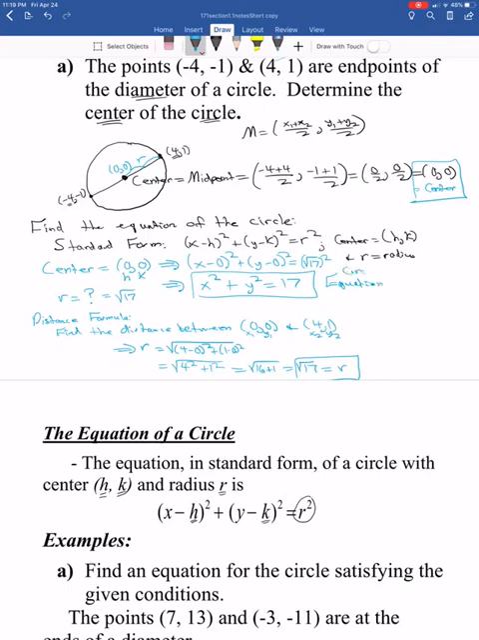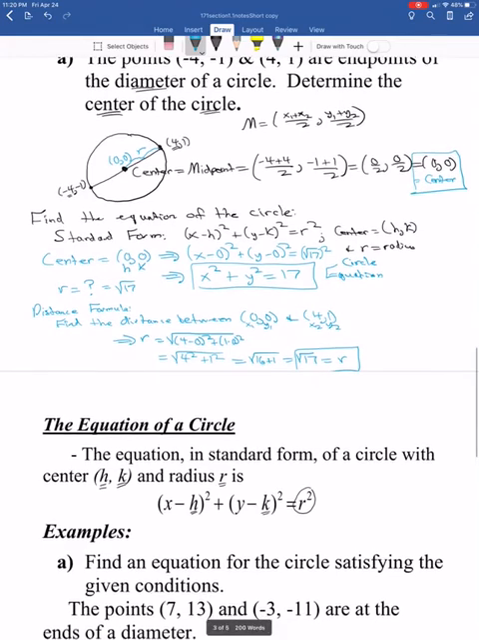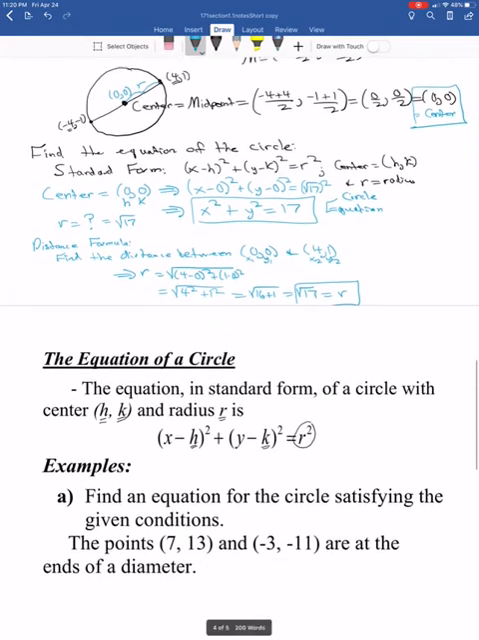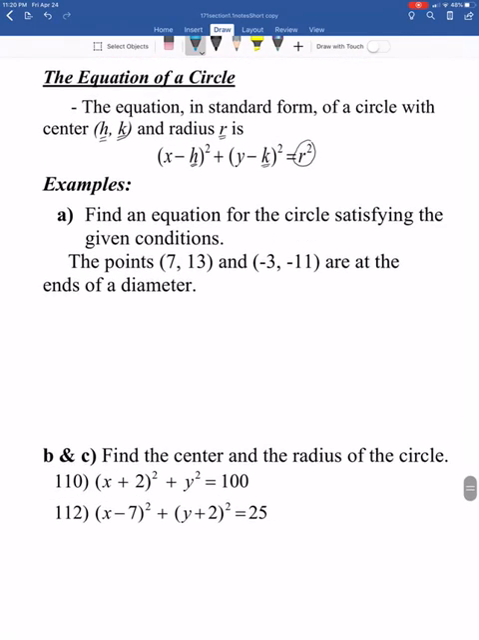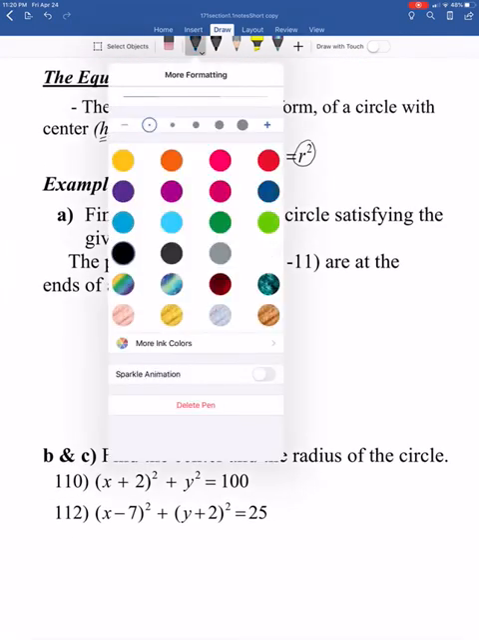And you can check it. You could plug in your points, for example, check -4, -1. -4 squared plus -1 squared is 17. It does check. So again, center and radius tell us everything about a circle, so you can find its equation. Let's look at one more example.